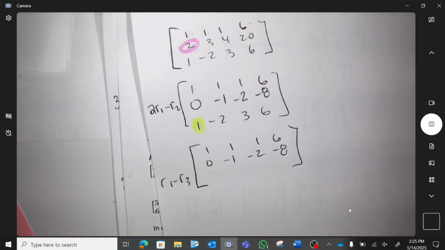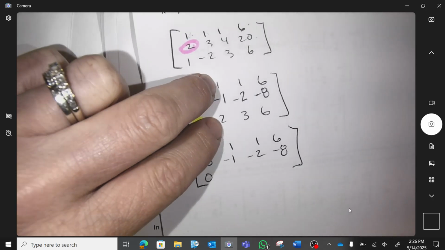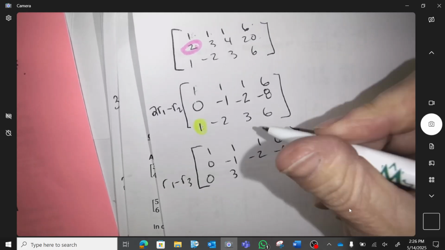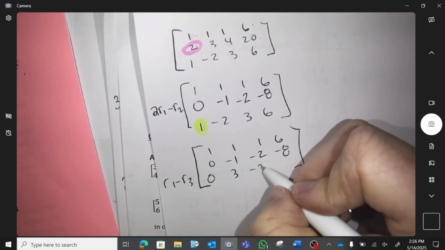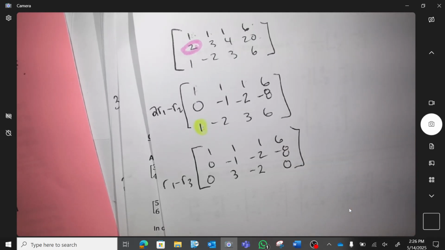Okay, so do the math in the third. 1 subtract 1, 0. Careful, 1 subtract negative 2. This is where things go wrong when we subtract negatives, right? 3. What do we got here? 1 subtract 3, negative 2. 6 subtract 6, 0.